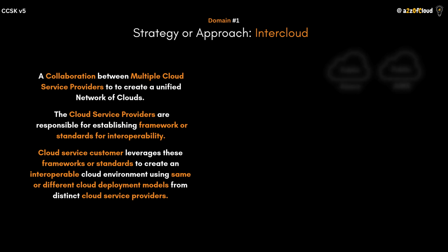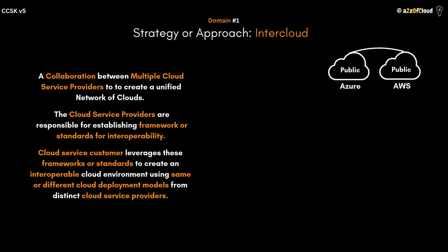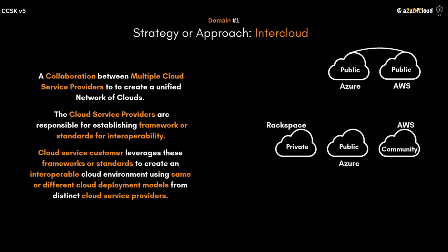On the screen, you have a public cloud from Azure and a public cloud from AWS, which are interoperable by using framework or standards established by the cloud service provider. This is an example of intercloud. Next, you have a private cloud from Rackspace, a public cloud from Azure, and a community cloud from AWS. They are interoperable by using framework or standards established by the cloud service provider. This is another example of intercloud.